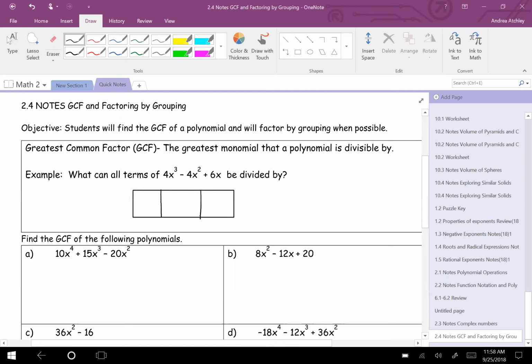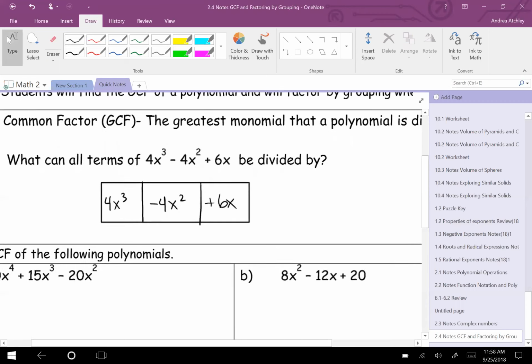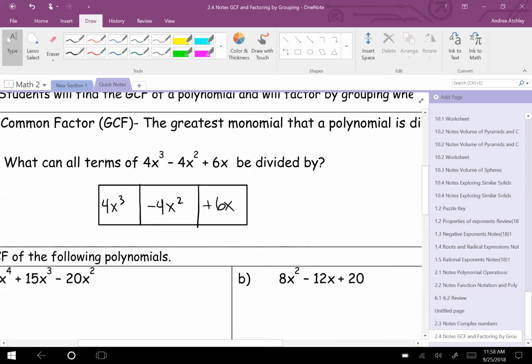And this time, instead of given the length of the sides like we were when we were multiplying, we're given the area of the whole box. So the area of this box is 4x cubed. The area of this is negative 4x squared. And the area of this is 6x. What we want to find is the length of the sides. So we find the biggest number that they can all be divided by, which was 2.